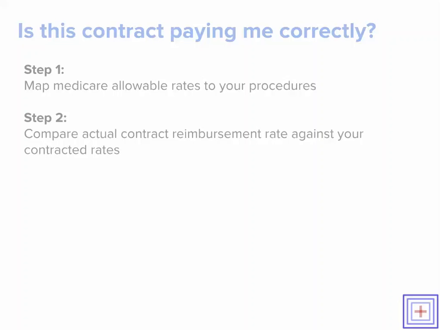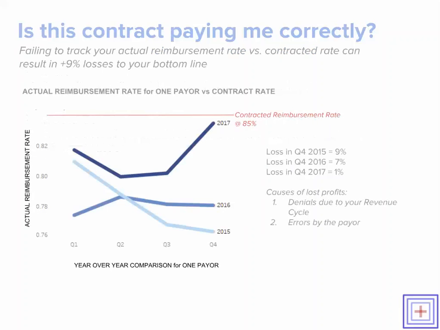Alright, so in this example, we're going to be trying to answer the question, is this contract paying me correctly? So there's two steps here. Step one, you're going to want to make sure that you map your Medicare allowable rates to your procedures. And then in step two, you're going to want to compare your actual reimbursement rates against your contracted rates.